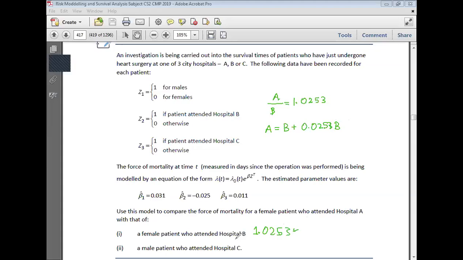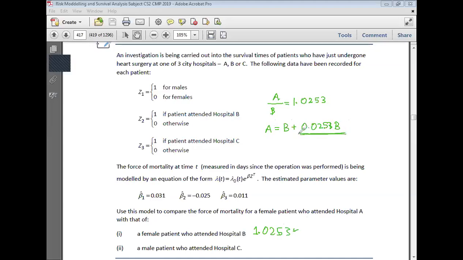So what you will see is that the force of mortality for a female patient who attended hospital A is 2.53% higher than that of a female patient who attended hospital B. So any change you make in B is going to be reflected in A, but there is some additional stuff here which also affects A.